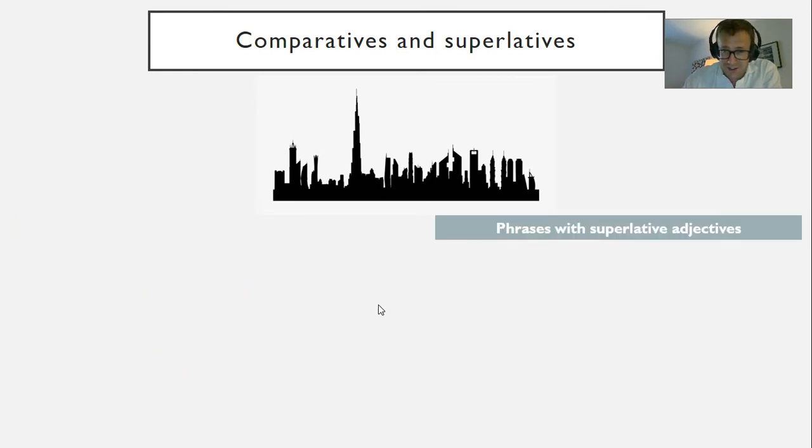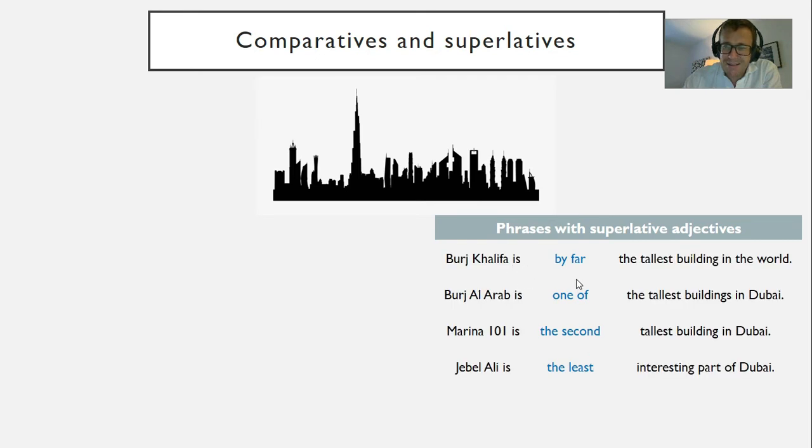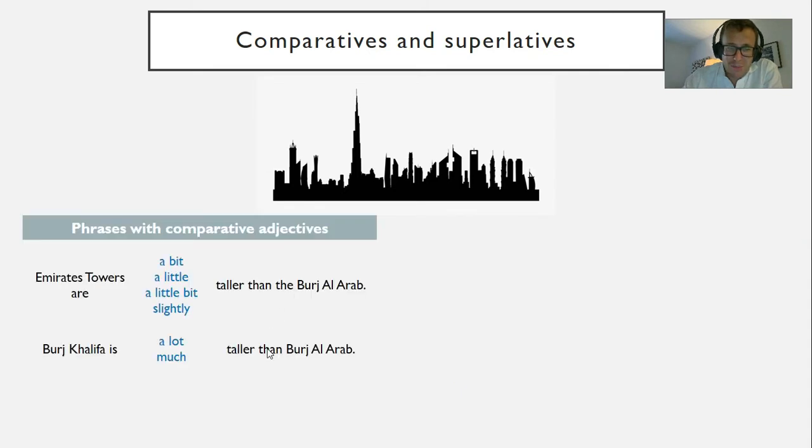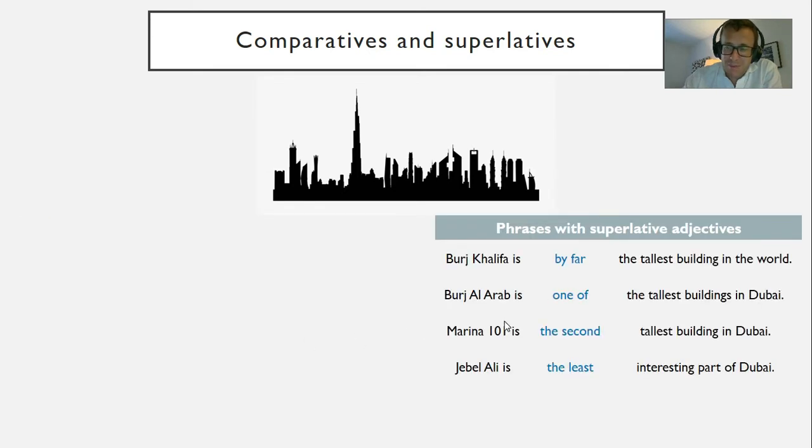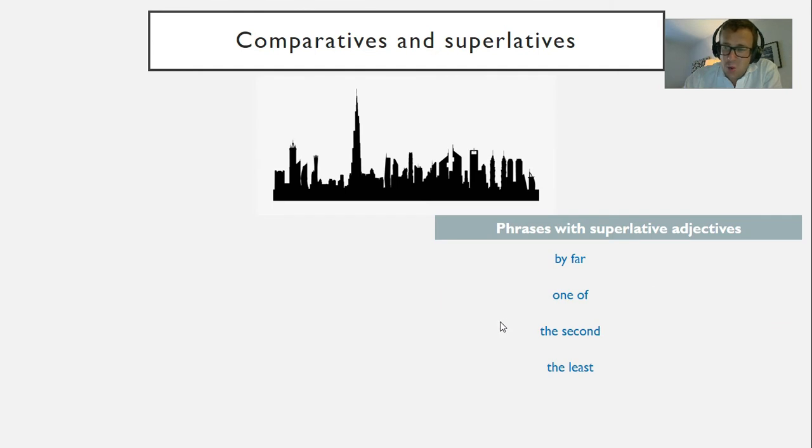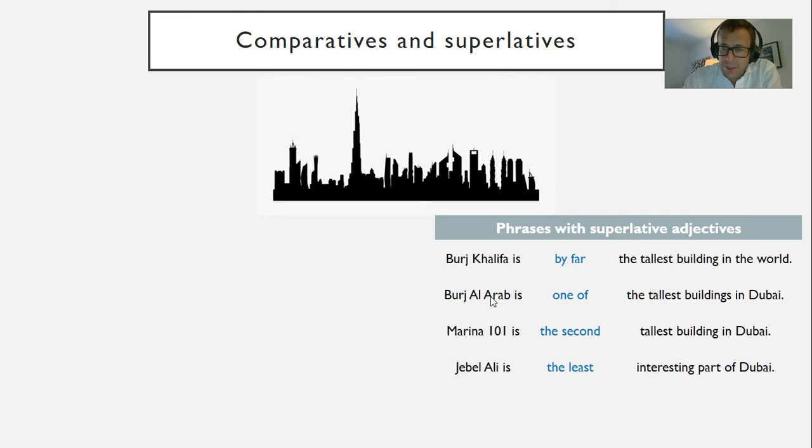For superlative adjectives, we have these: by far, one of, the second, or the least. Burj Khalifa is by far the tallest building in the world. It's similar to a lot taller there, but it means by a long way. There's no one even close to Burj Khalifa. Burj Al Arab is one of the tallest buildings in Dubai. So it's not as tall as Burj Khalifa, but it's one of the tall ones, one of the top 20, I guess, in the city.